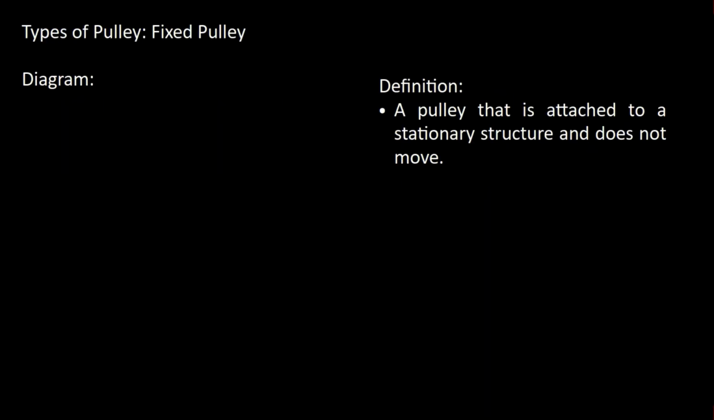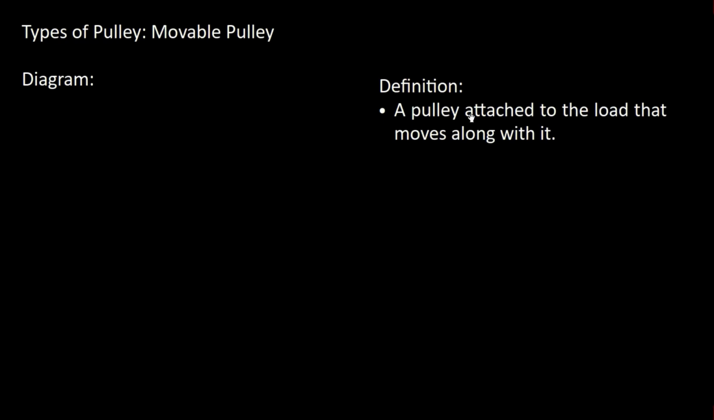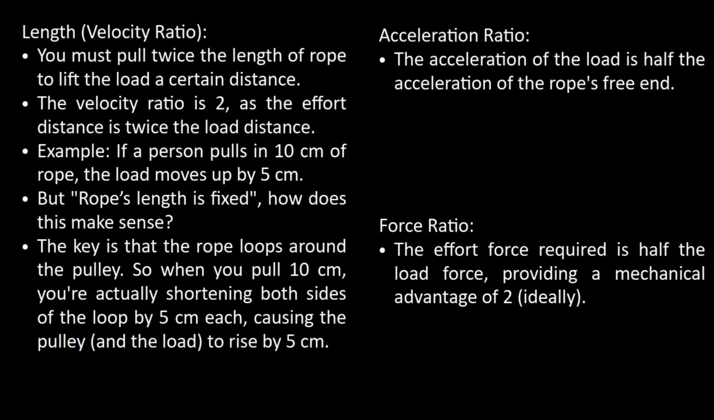Okay, guys. So we saw fixed pulley. Now we're looking at movable pulley, wherein the pulley itself can move, and you must pull twice the length of the rope to lift the load a certain distance. That's what we do. So velocity ratio here is 2, as the effort distance is twice the load. If a person pulls 10 centimeter, the load moves by 5 centimeter.